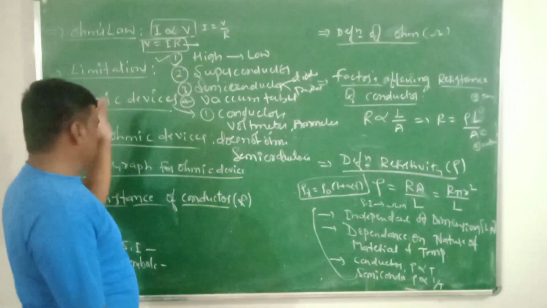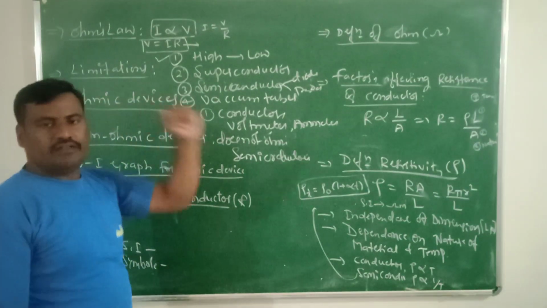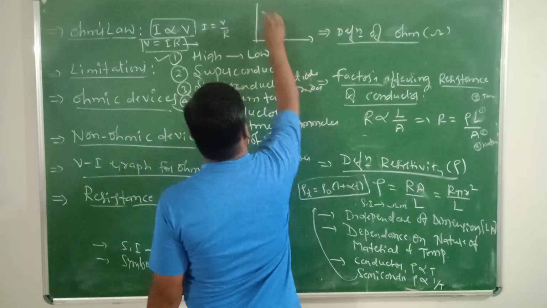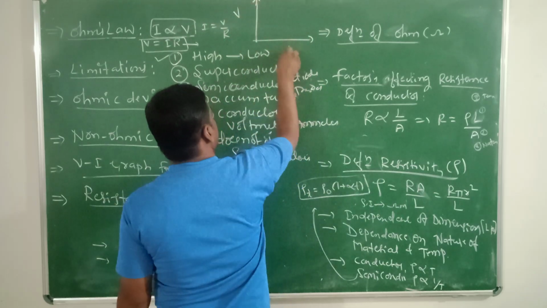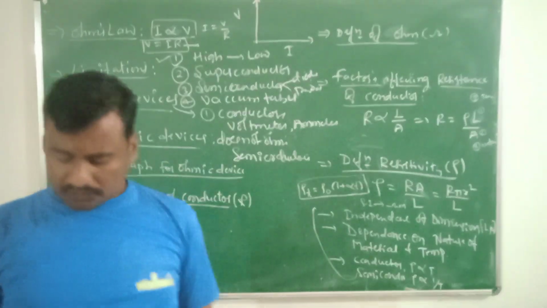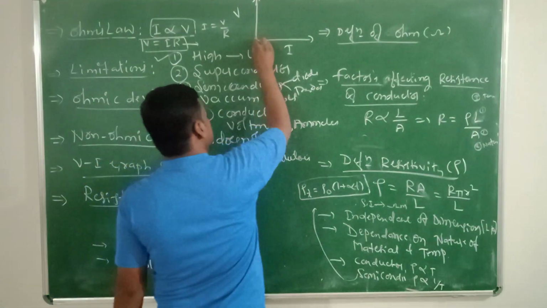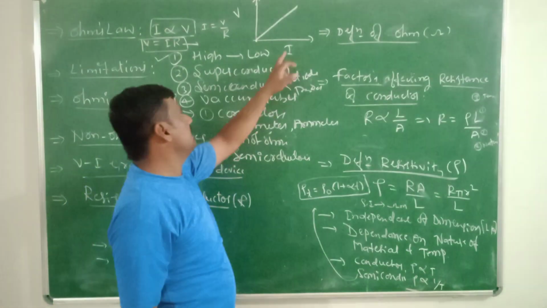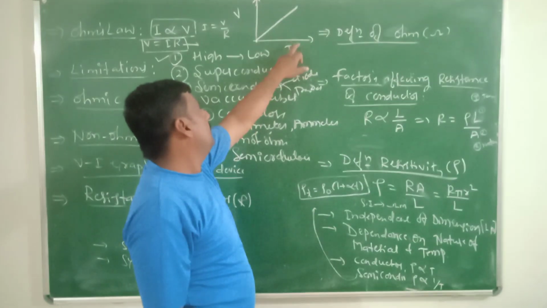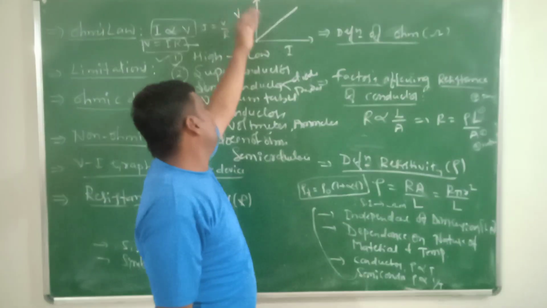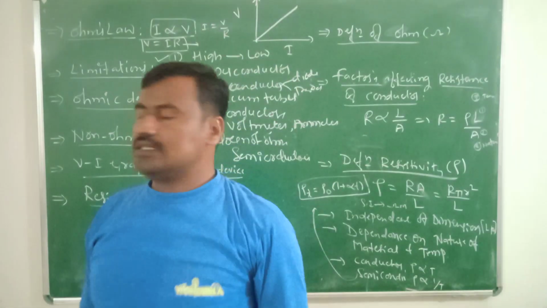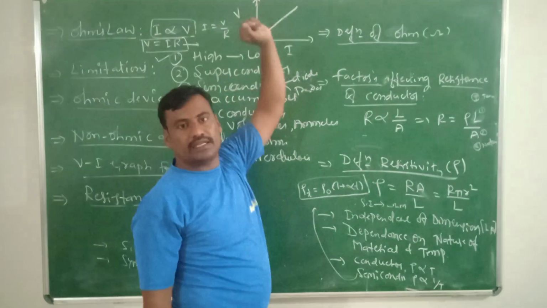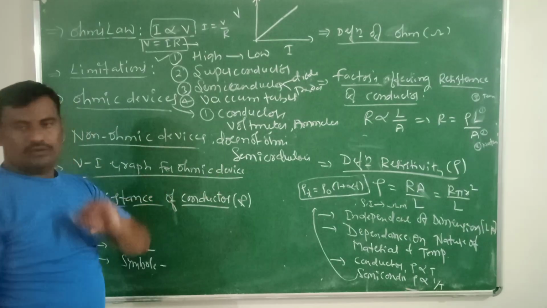Ohmic devices obey Ohm's law. Non-ohmic devices do not obey Ohm's law. Now the VI graph for ohmic devices. Taking V and I axes, current increases linearly as voltage increases linearly. This is the VI graph for ohmic devices. I is directly proportional to V, so it gives a straight line, a linear graph.